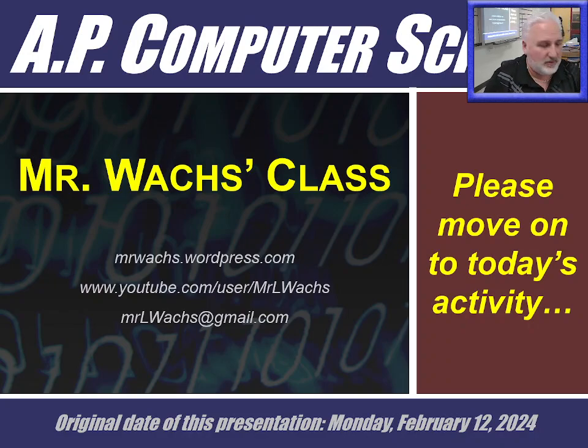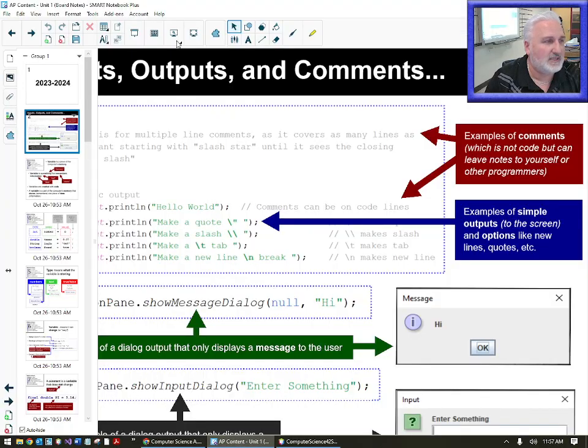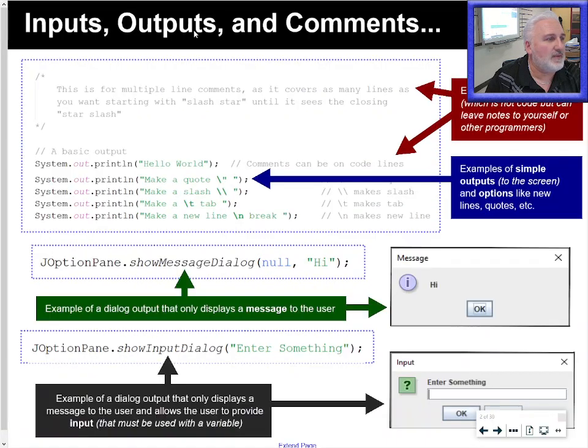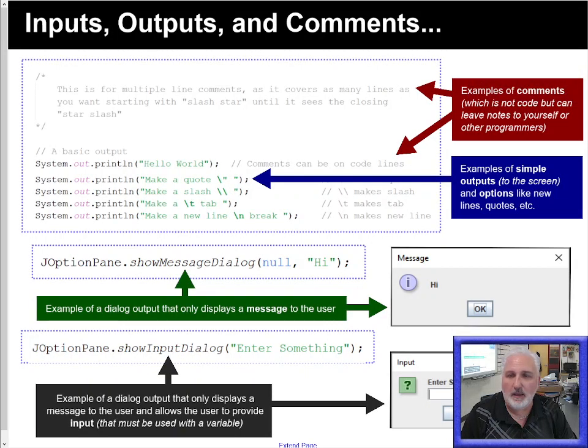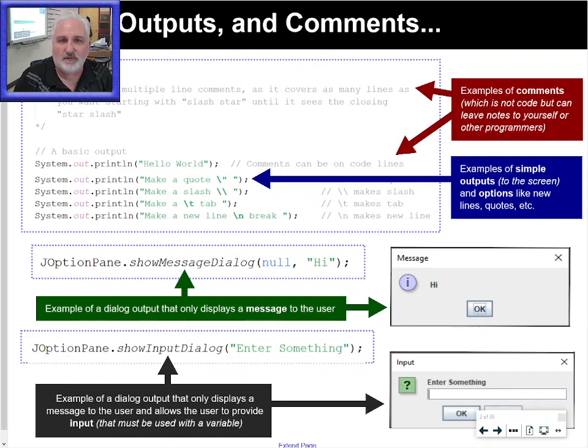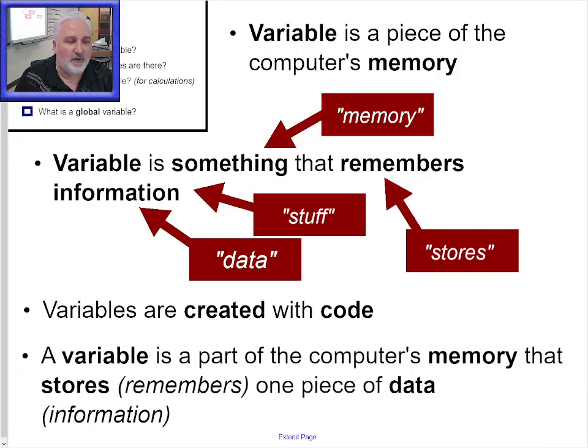Now, as we wrap up here in the presentation, I also want to show you guys this from the AP content perspective. Okay, so here you can see this here. So here you can see just some of this review, examples of comments in there, examples of simple outputs, examples of dialogue outputs as well. So this is from our study.